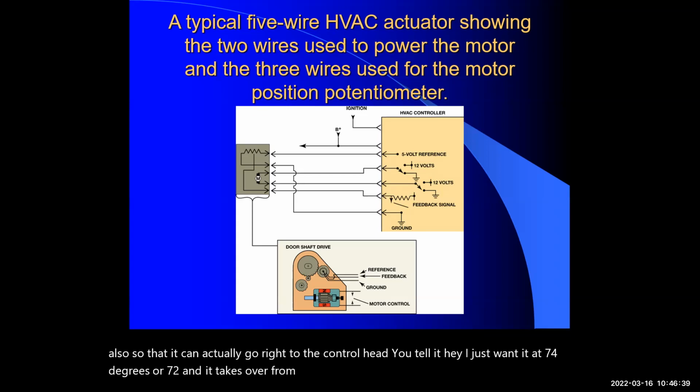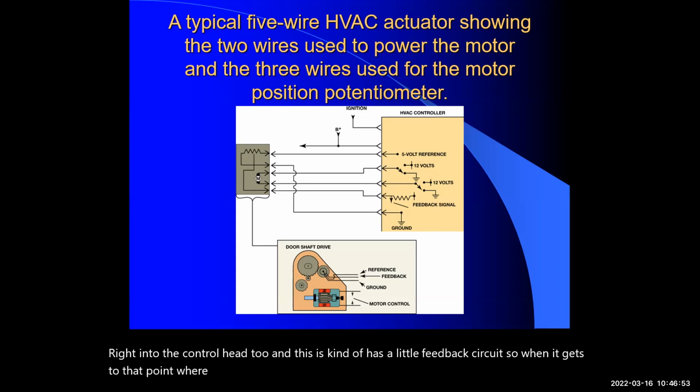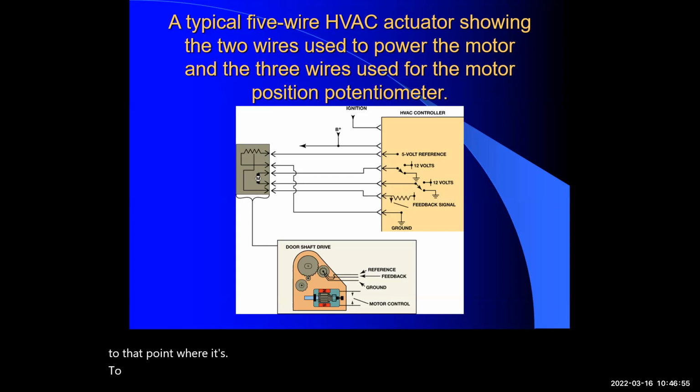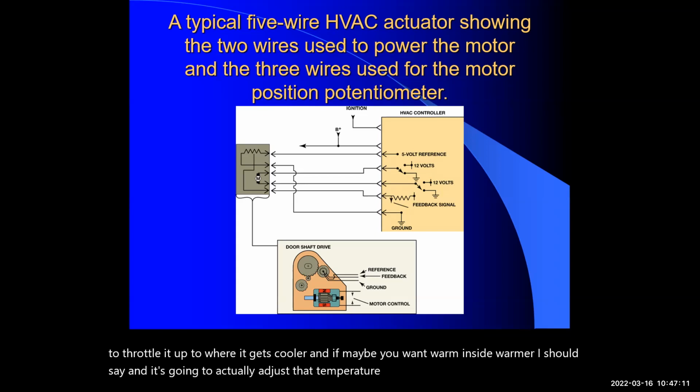Your module will actually control right into the control head too, and this has a little feedback circuit. So when it gets to that temperature, it's going to kind of throttle it back. If it gets a little bit warmer, it's going to throttle it up to where it gets cooler. And if you want it warmer inside, it's going to adjust that temperature until it's exactly where you want it to be.